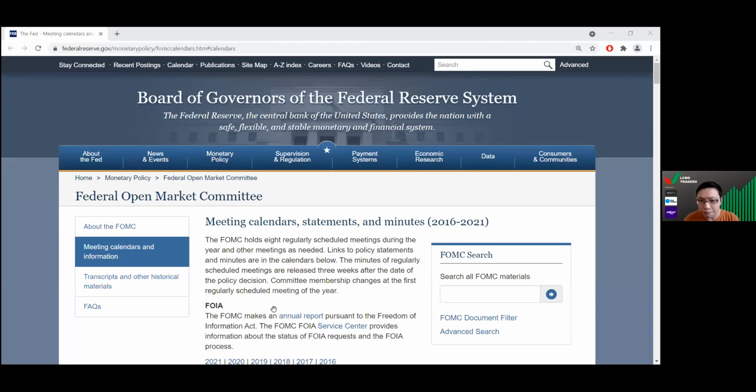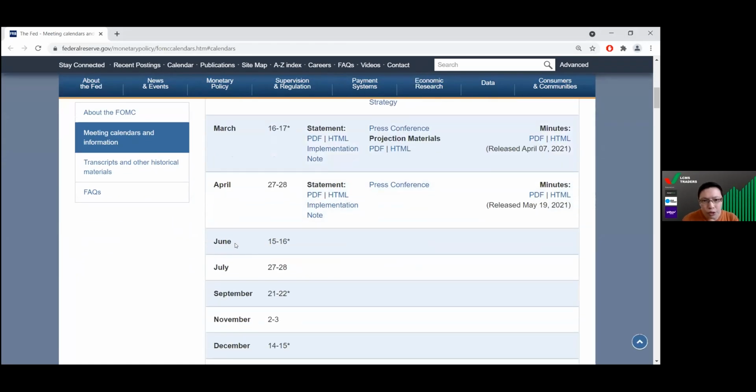Let me share my screen. Okay. Now, what you are looking at right now is the Federal Reserve page. So what we want to do is pay attention, first of all, to the rate statement that's going to be released. So where do we find it? Just scroll down and look under June. Obviously it's not being released yet, so I'm just going to use the previous statement, the April statement, as an example.